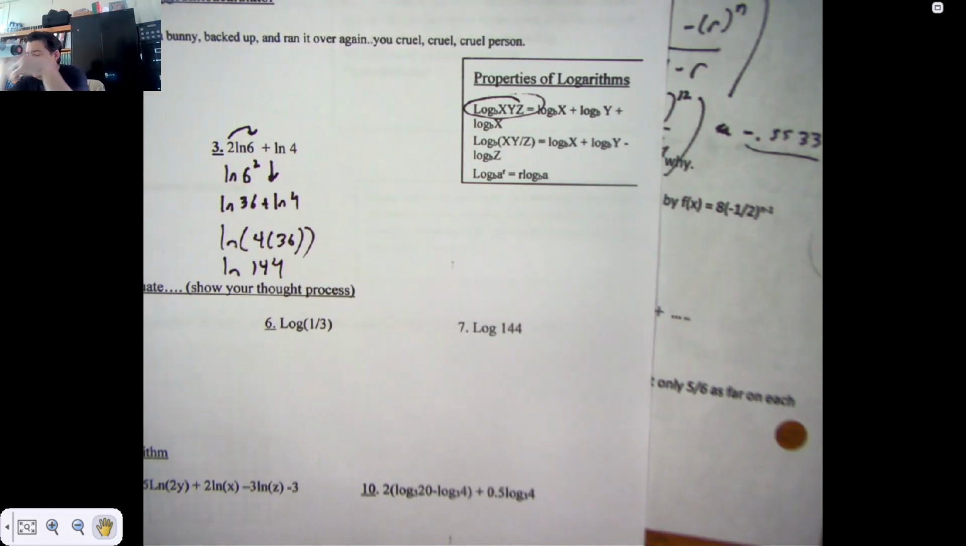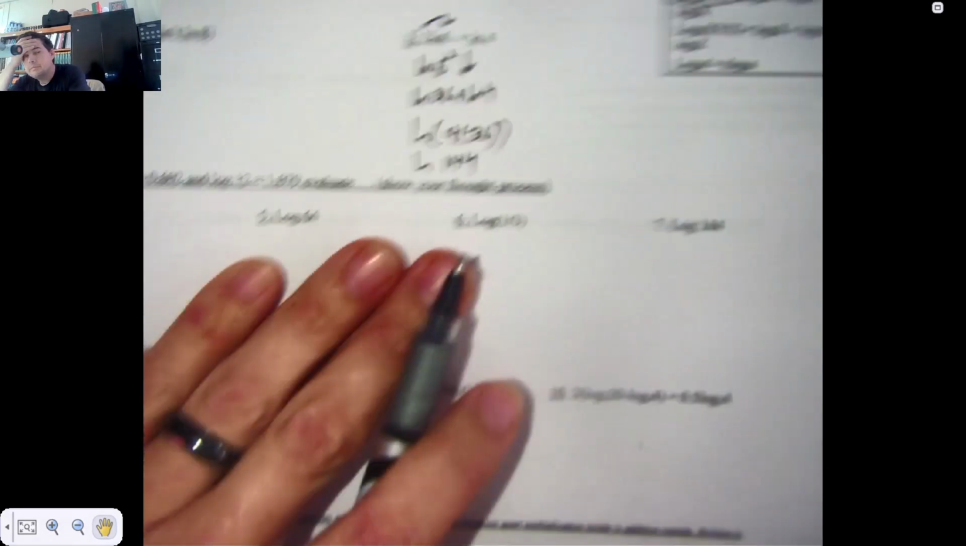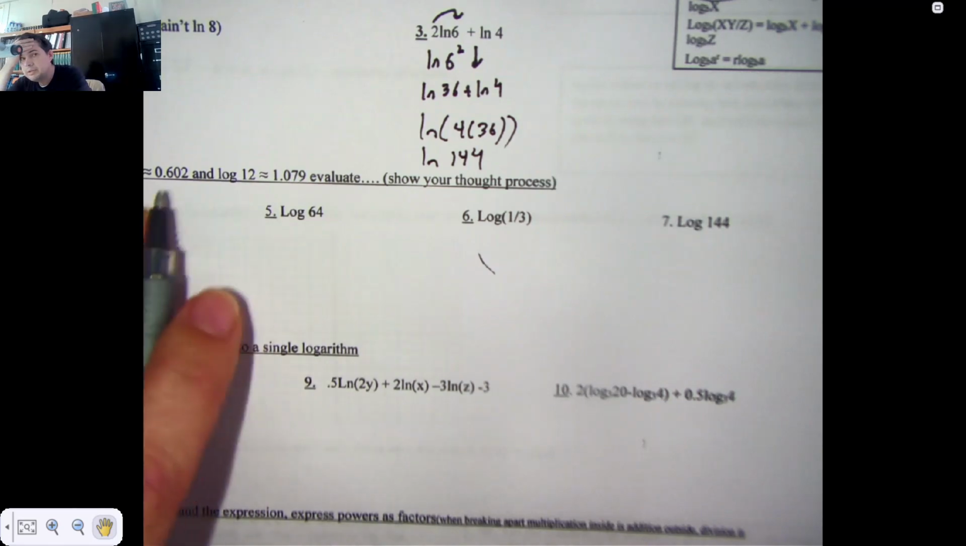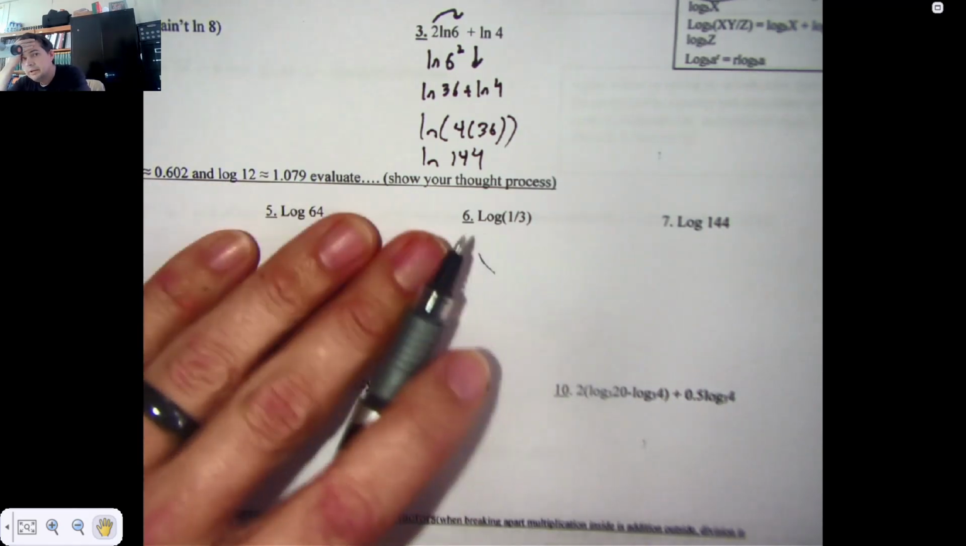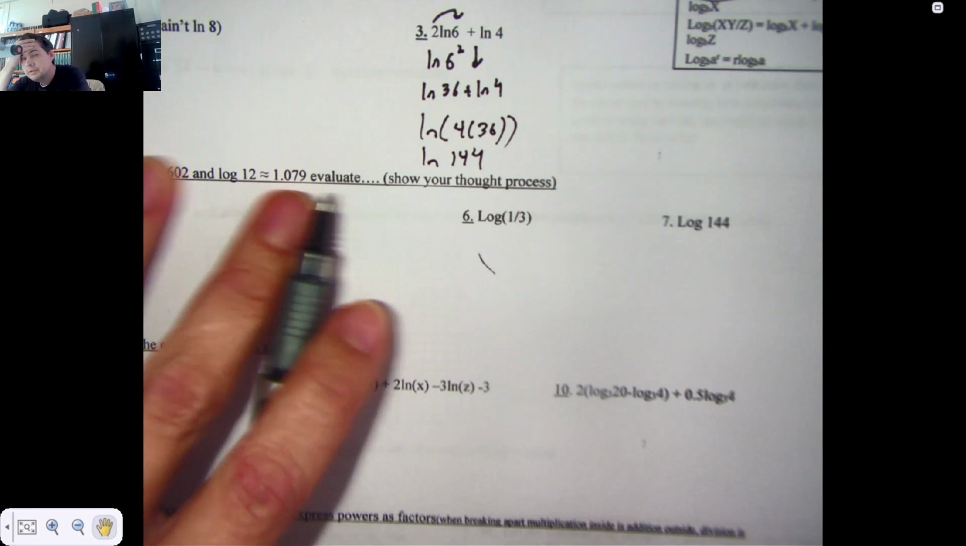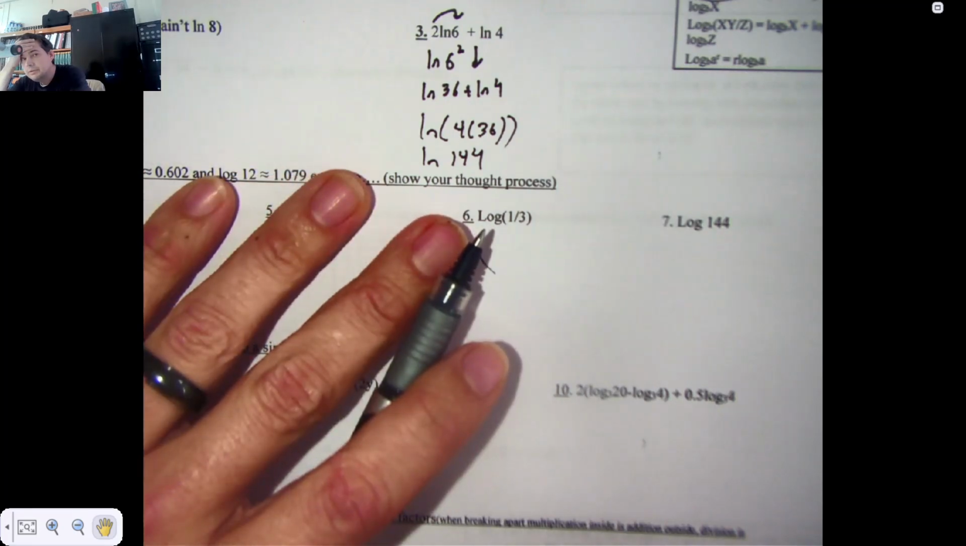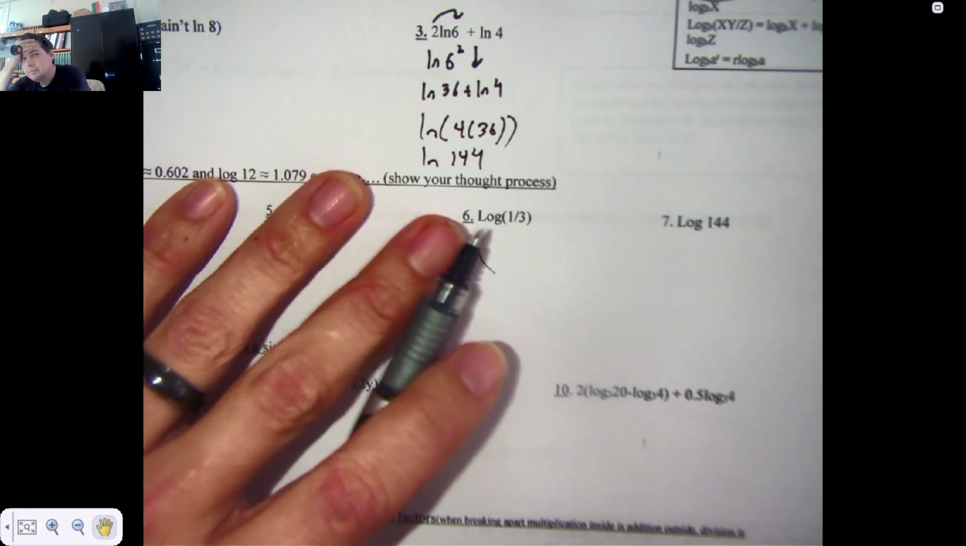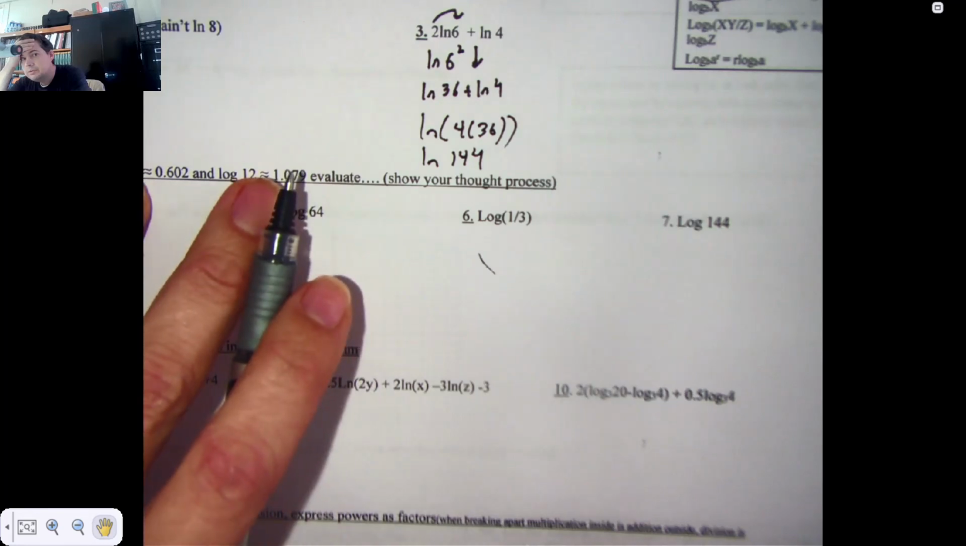All right. This is the old school way. The ACT still does this stuff. They'll give you some values up top and they'll ask you to evaluate it using these numbers, okay? So the log of 1 over 3, what you have to do is you have to think about how you can take a 4 and a 12 to make a third.